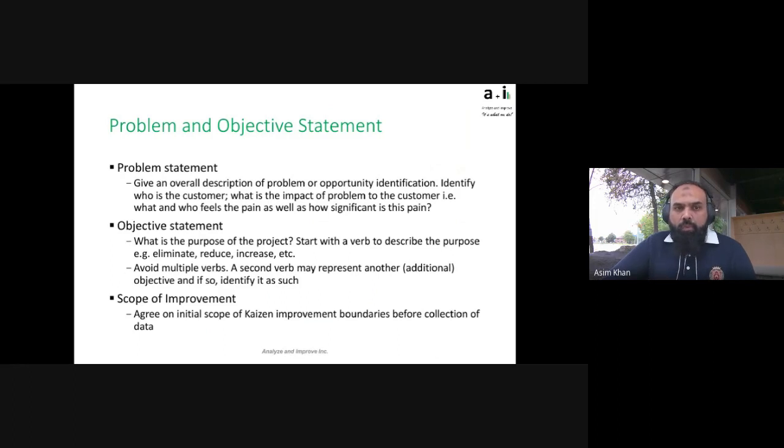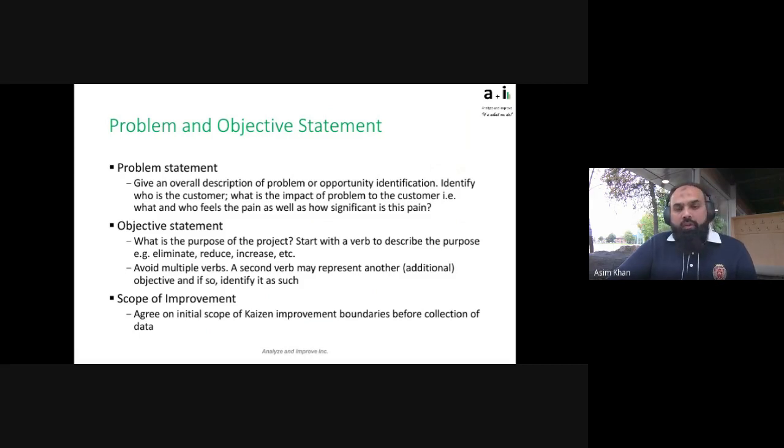So for the problem statement, we're going to make sure we're identifying who's the customer, who's calling you to solve this problem, because those are the people who are going to help you open the doors, who are going to help you select the team, who are going to be giving you the backup when you hit the cutoffs, right? What's the impact of the problem on the customer? Make sure you quantify it. The term there, who feels the pain, how significant is the pain, is really trying to say how big the problem is that we're about to solve.